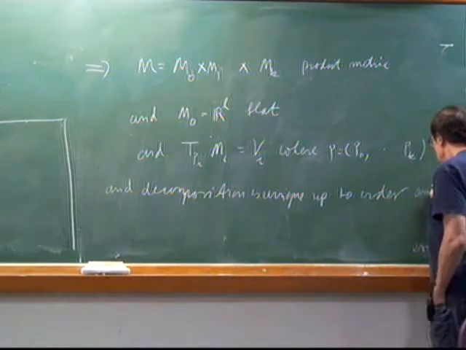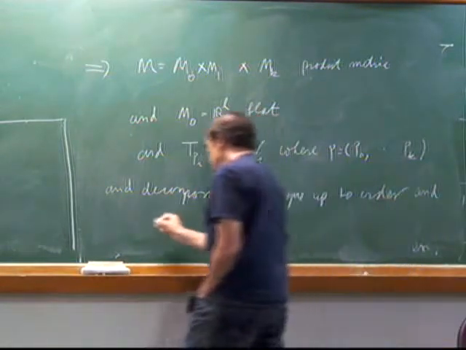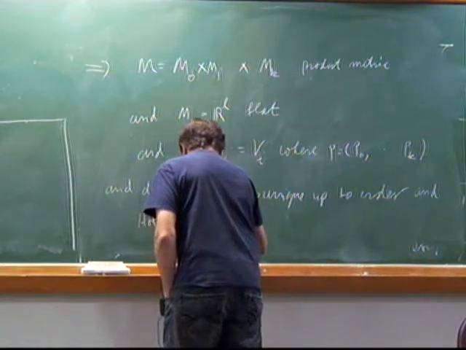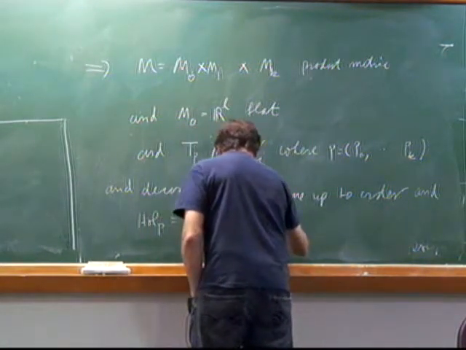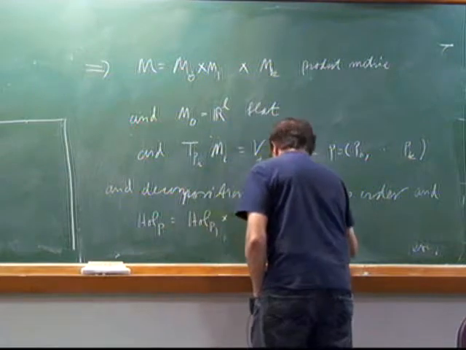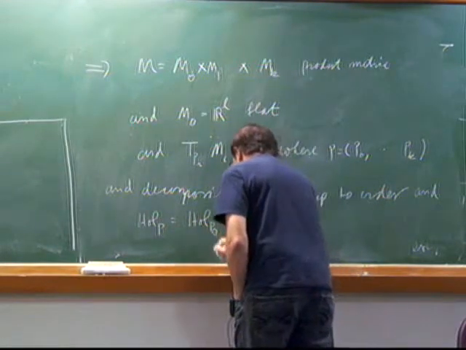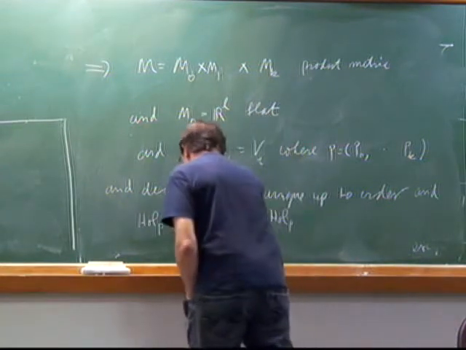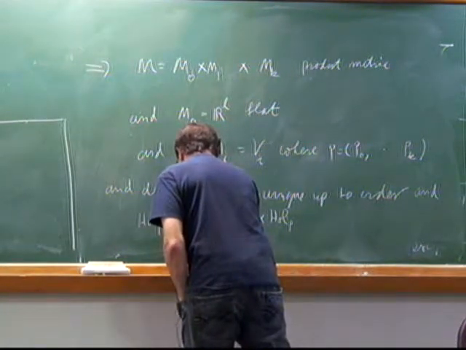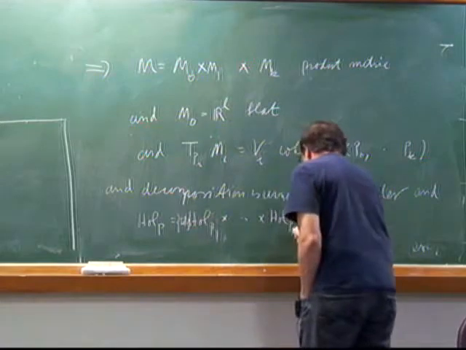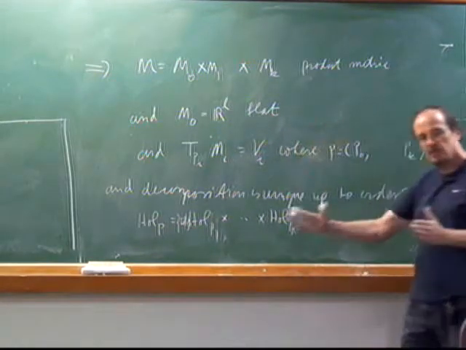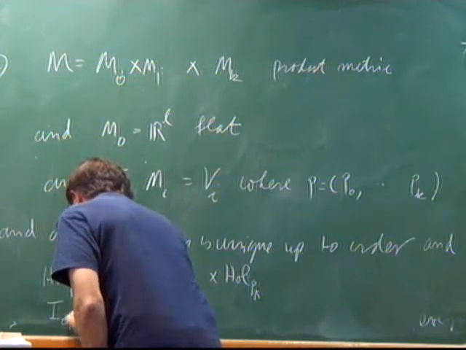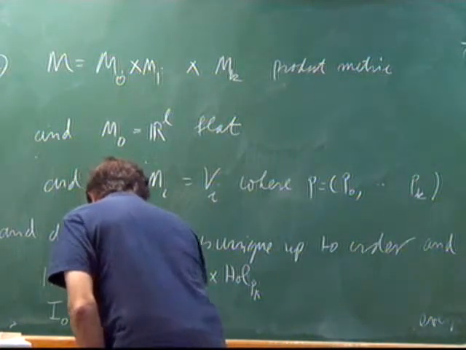And Hol P is Hol P1 cross ... cross Hol PK, but Hol P0 is trivial. So the holonomy group just splits up also into products. And what's also important, the isometry group splits up into products.